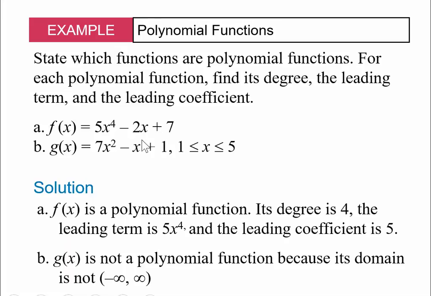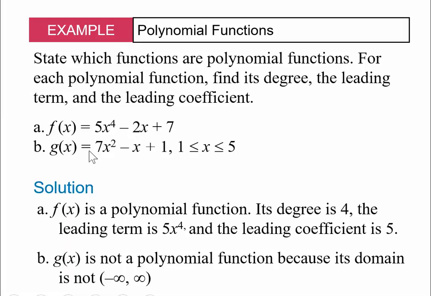We also have to find its degree. Its degree is the highest exponent on the x, which is 4. So we say it's degree 4. The leading term is the term that has that highest exponent. So 5x to the 4th would be the leading term. And then the leading coefficient is this number in front of x, which is 5 for this one.